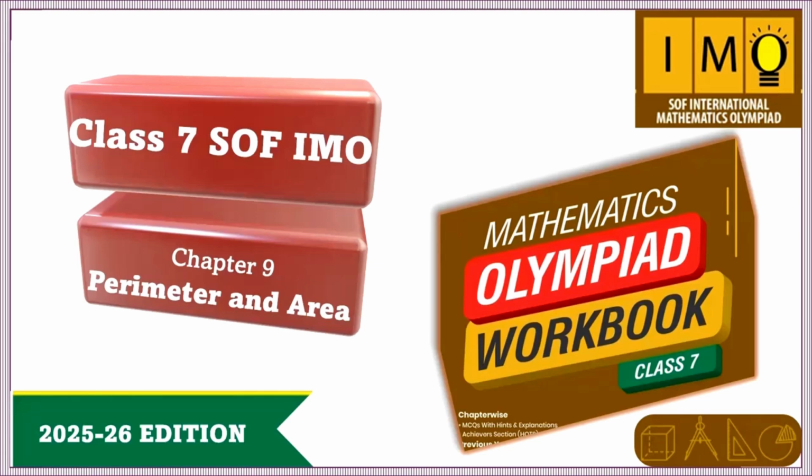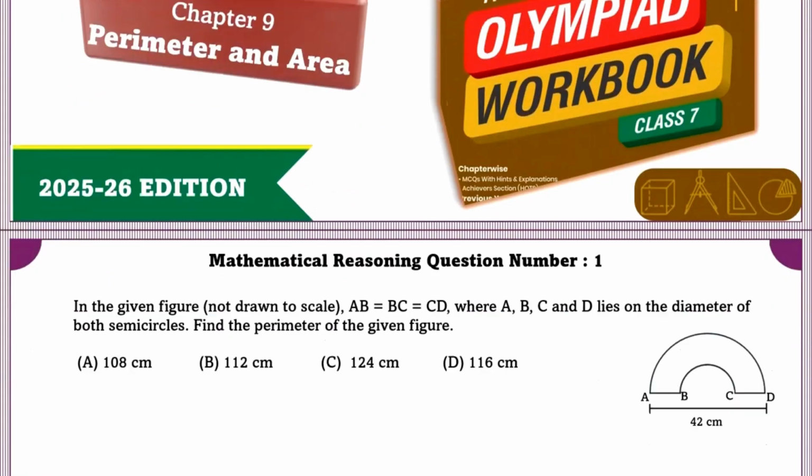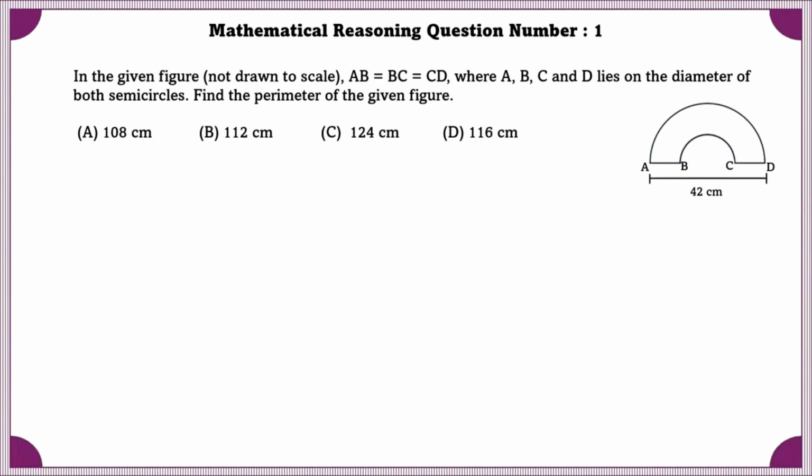Class 7 SOF IMO perimeter and area. Mathematical reasoning question number 1.